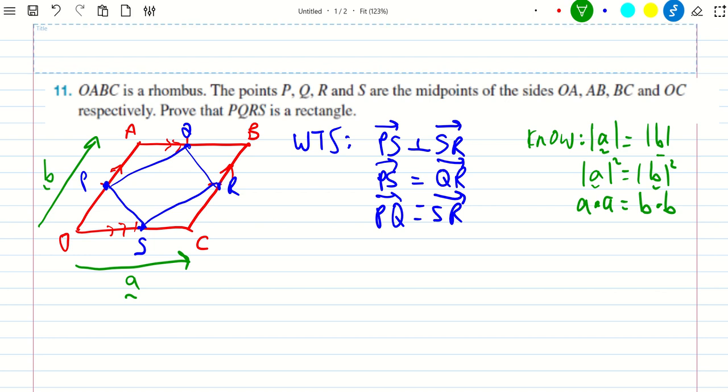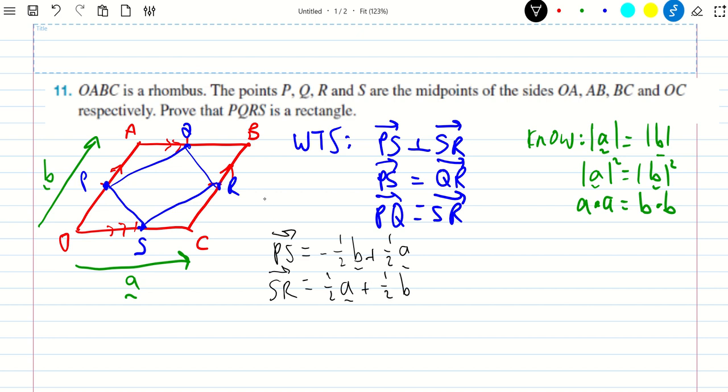So let's get cracking. Let's have a look at what we can do here. So firstly, let's find some of these vectors. So PS first. Vector PS. I'm starting at P, finishing at S, so it's going to be negative half B plus half A. So there's PS. One thing done. SR is the second thing we want. So SR is equal to half A plus half B.